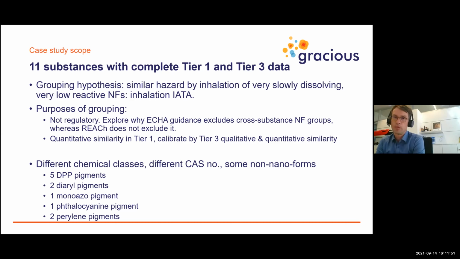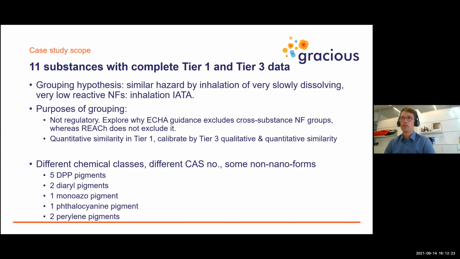Especially it's about the hypothesis that we will have a similar hazard by the inhalation of very slowly dissolving and very low reactive nanoforms. And so the purpose of grouping here is not regulatory, simply because the ECHA guidance doesn't want to see cross-substance nanoform grouping, whereas that is not excluded by REACH. So at least it's interesting to consider.